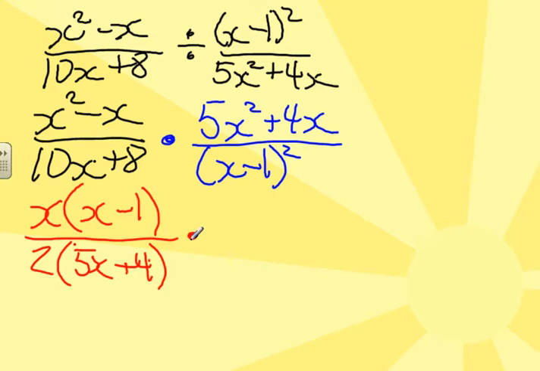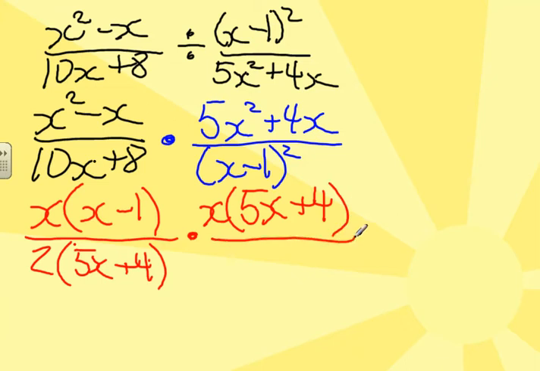Okay, on the top, I can take an x out of everything, leaving me with a 5x plus 4. And on the bottom, let's just spread that out. X minus 1 times x minus 1.